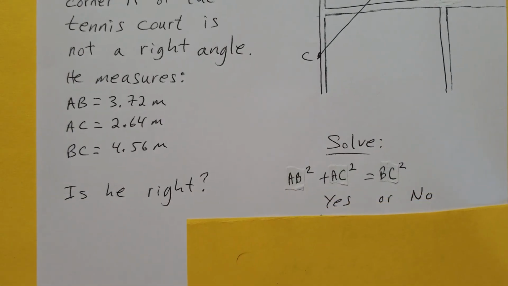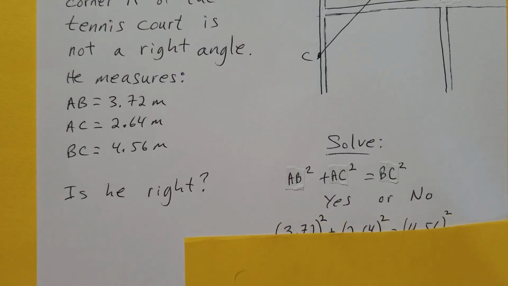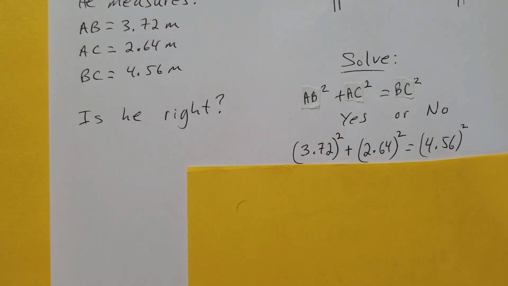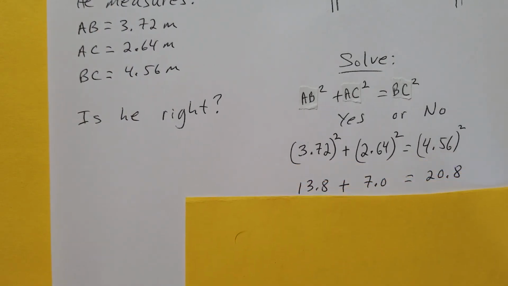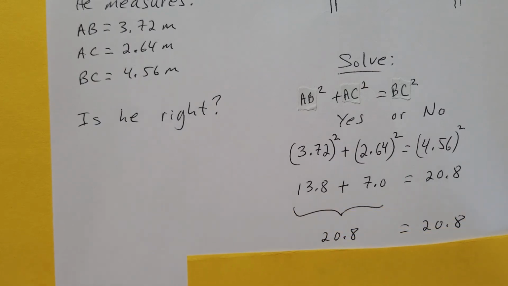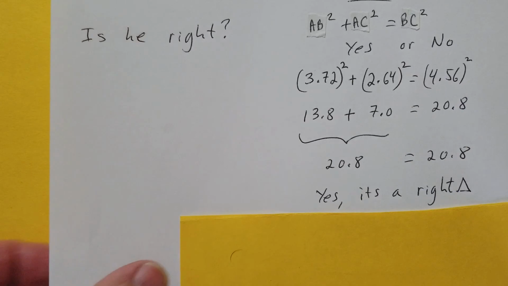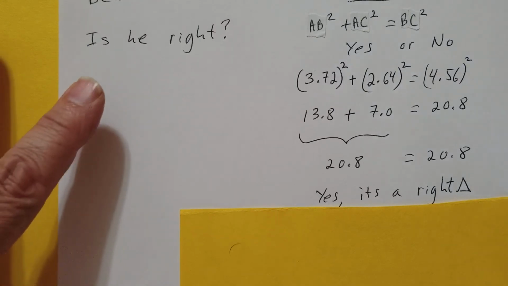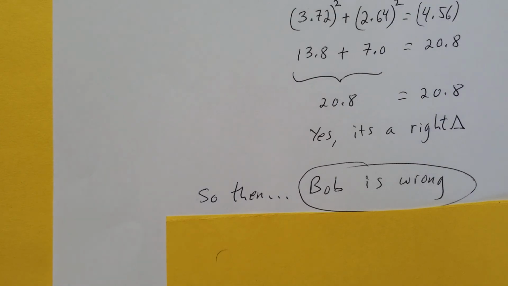We want to answer the question, yes or no, is it a right triangle? So we plug in the numbers. There you go. Use a calculator, get the answers. So is 13.8 plus 7.0 equal to 20.8? Yes, it is. Yes, it is a right triangle. But wait, that wasn't the question. The question was, is he right? Is Bob right? And the answer to that question is, Bob is wrong. He thinks that it's not a right angle, but it's wrong.